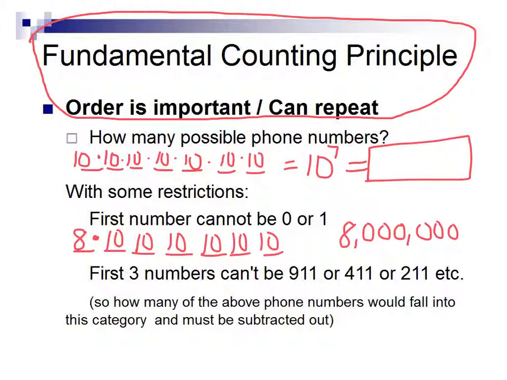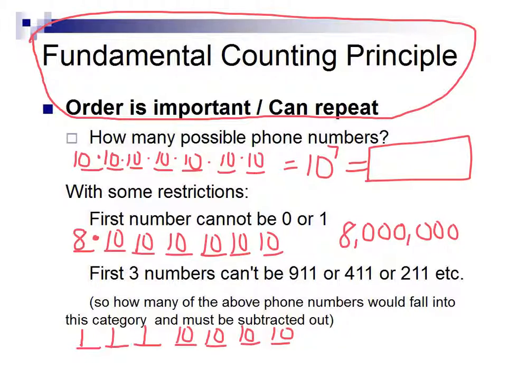Okay, so here's what I'm going to do. I'm going to try to see how many phone numbers start off with a 911. So you'd start off with your 3 digits, and then you'd have your 4 after digits. But for it to be a 911, I'd only have one option for the first number. It'd have to be a 9. I'd only have one option for the second number. It would have to be a 1. And I only have one option for the third number, because it also has to be a 1. But once that's out of the way, I don't have any more restrictions, and I would just have 10 times 10 times 10 times 10.